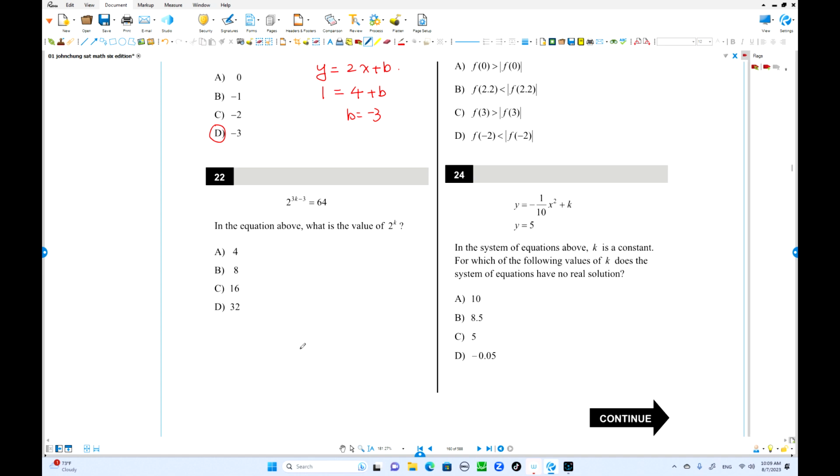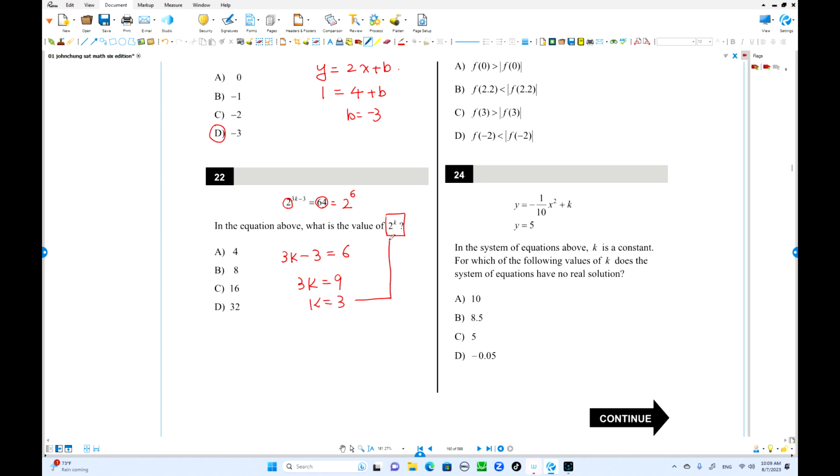Number 22, we have exponential equations. What is the value of 2 to the k, not k, okay? Like the underline over here. So we have to solve this one. We need a common base, which is 2. This number is 2 to the 6th power, okay? So the exponents must be equal: 3k minus 3 equals 6, 3k equals 9, and k equals 3.